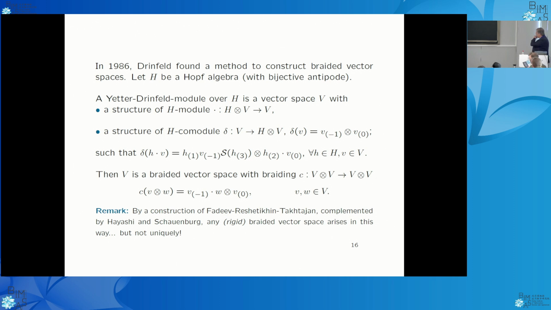Assuming the slightly technical condition that the braided vector space is rigid, the construction of Faddeev-Reshetikhin-Takhtajan gives you a bialgebra such that V arises as a Yetter-Drinfeld module. Any braided vector space arises as a Yetter-Drinfeld module over a bialgebra, and with some more technical work that was done by Hayashi and Schauenburg, you can also have a Hopf algebra. But the Hopf algebra that realizes a braided vector space as a Yetter-Drinfeld module is not unique, and such data I will call a realization.